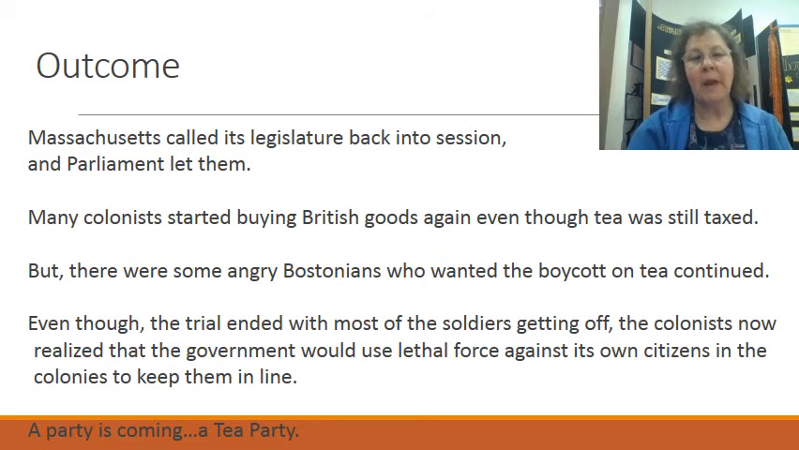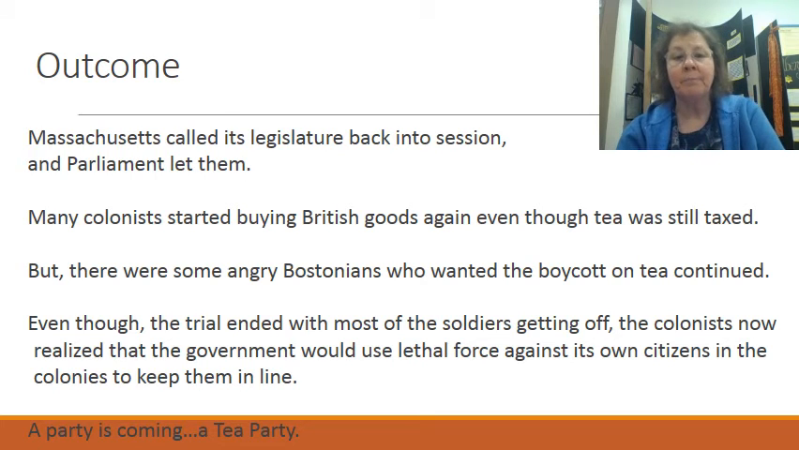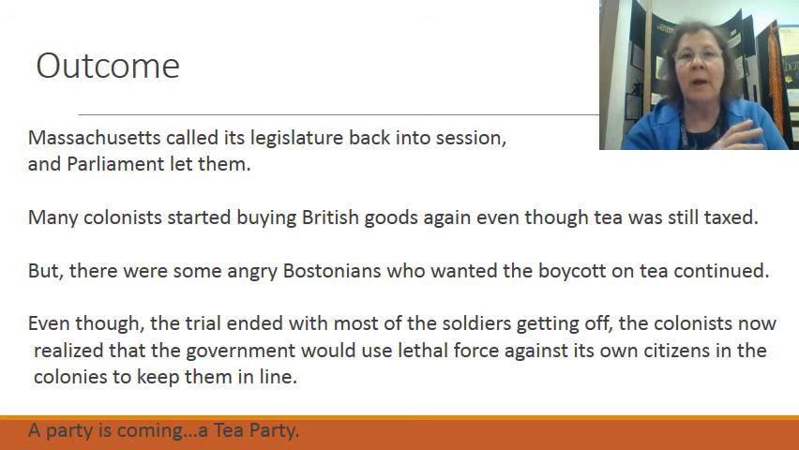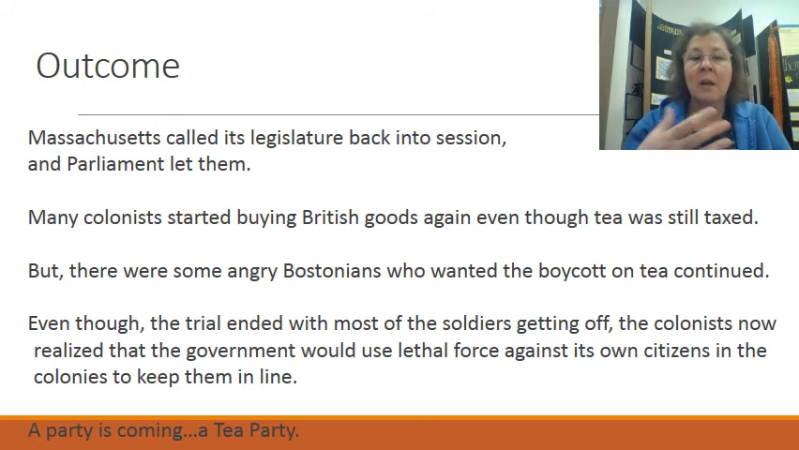So the outcome of the Boston Massacre is that Massachusetts is going to call its legislature back in session, and Parliament's going to let them, okay? So they're going to get back to business. And they actually start arguing back and forth about what they should do about this tea tax, because many colonists are so relieved and worried and scared that they're willing to go, you know what, we'll just pay the tea tax and we're not going to worry about everything going on. We don't want violence in our town. Not just our town, but our country, our area. And so they start buying British goods again, okay?